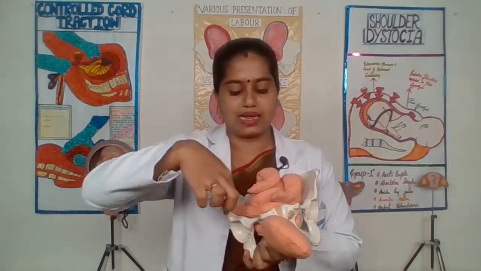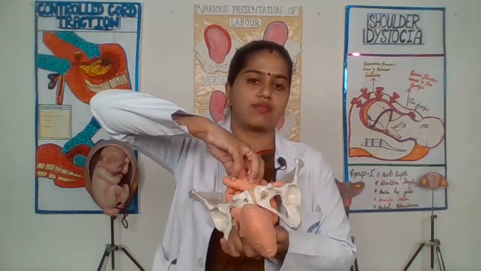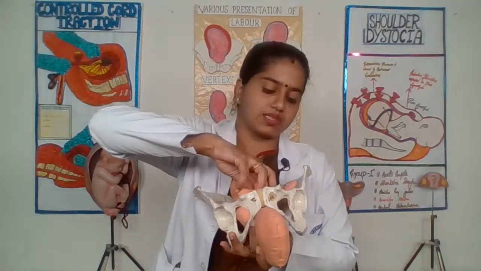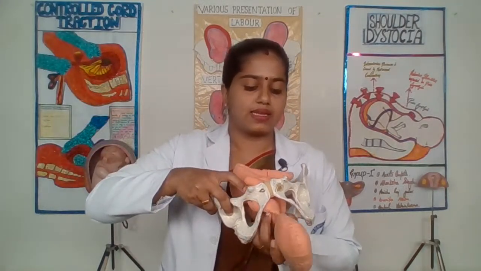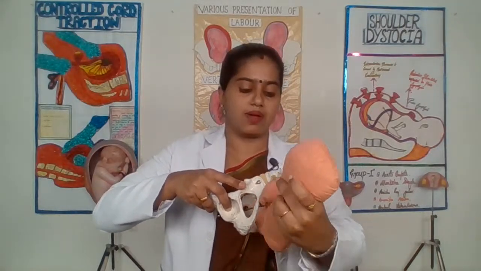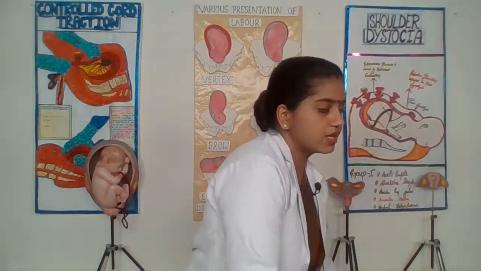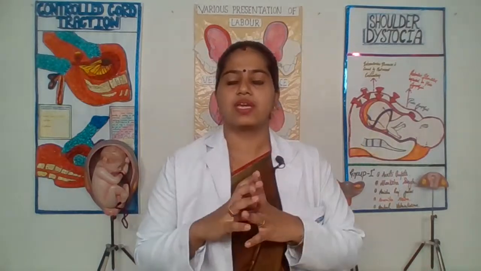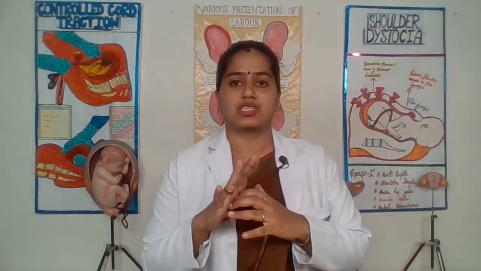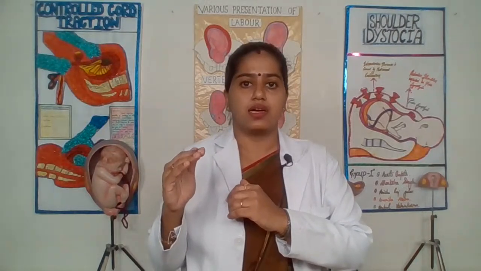Now the shoulder is lying in the opposite oblique diameter. So the shoulder has to rotate one-eighth of the circle and come under the symphysis pubis. The anterior shoulder escapes under the symphysis pubis, the posterior shoulder sweeps beneath the perineum, and the whole body is delivered by lateral flexion. So compared to the normal mechanism, here you can remember it as extension.